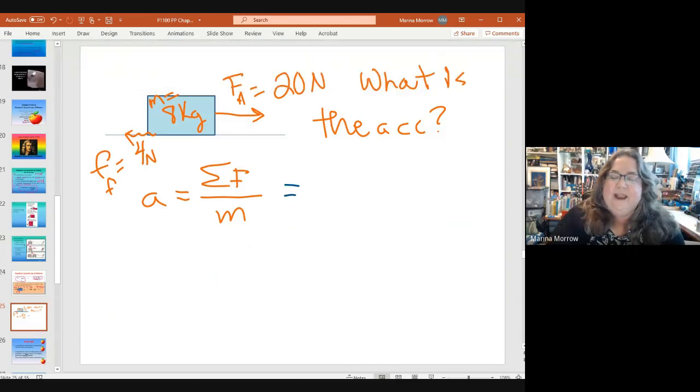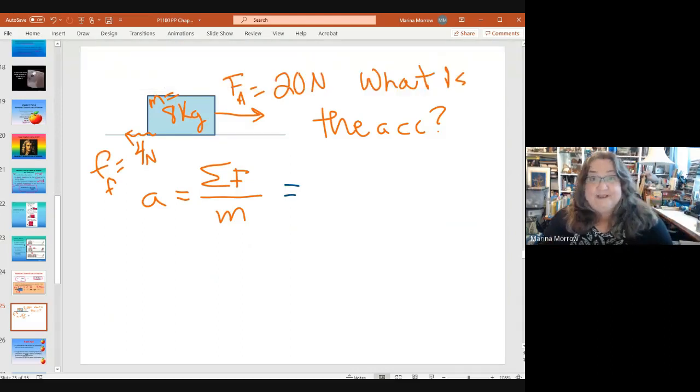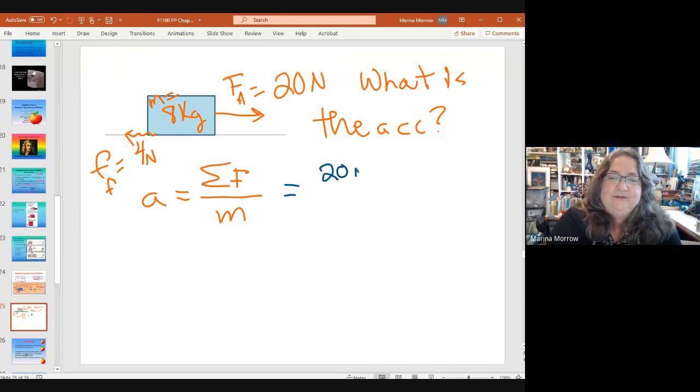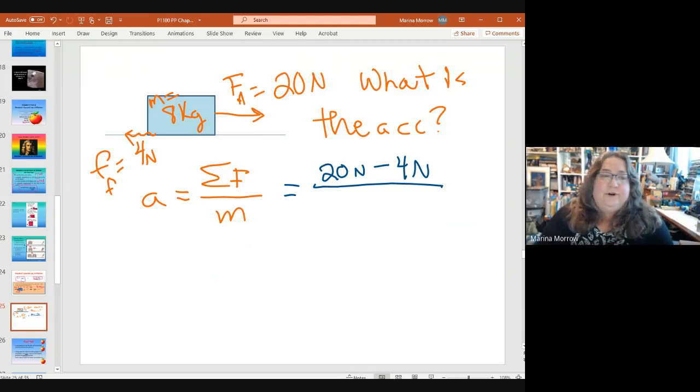So what's our net force going to be? And I wrote sum of forces there because that's usually the way I do it. Sorry. So you could write net force or Fn. Okay. So what's our net force? Well, we can figure that out separately, or I can just do it right now. We know it's going to be 20 newtons minus the 4 newtons, right? They're in opposite directions. So the 4 newtons is in the negative direction. And then I'm going to divide by the mass, which is 8 kilograms.